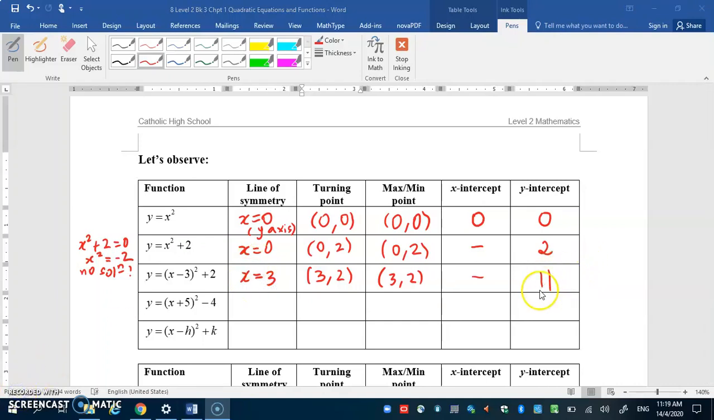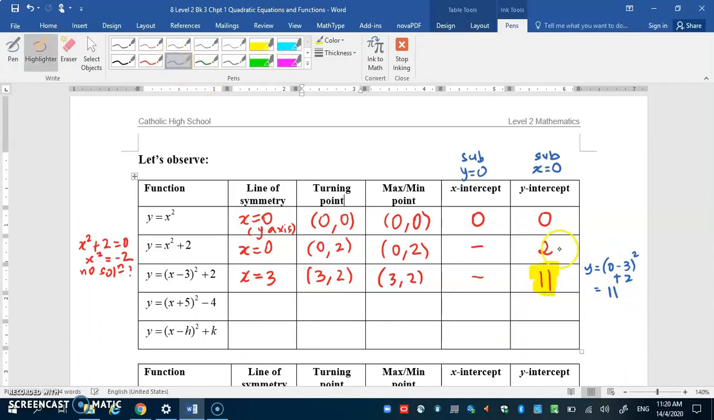Alright, now just to highlight how this 11 came about, let's use blue. Remember, the y-intercept is when x is 0, the x-intercept is when y is 0. So if I want to find the y-intercept just from the equation, I can simply sub in x equals 0. I will get y equals 0 minus 3 whole thing squared plus 2. Negative 3 the whole thing squared is positive 9, and you have a plus 2, so it becomes 11. That is how this 11 came about, the y-intercept.